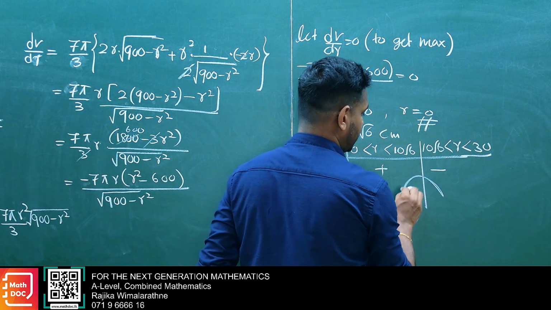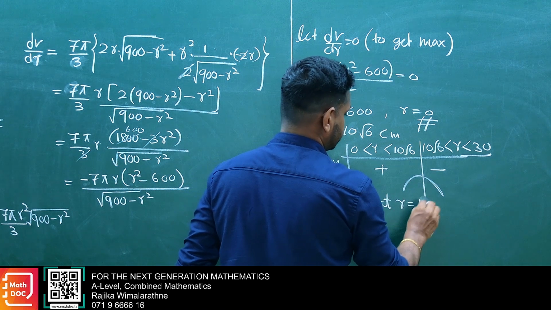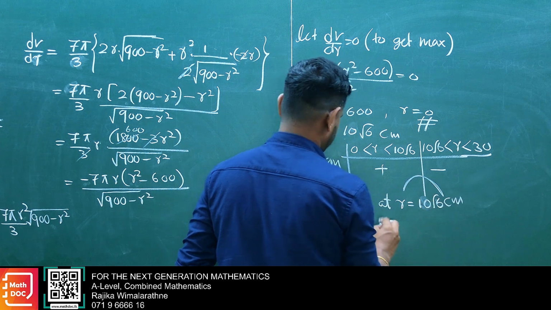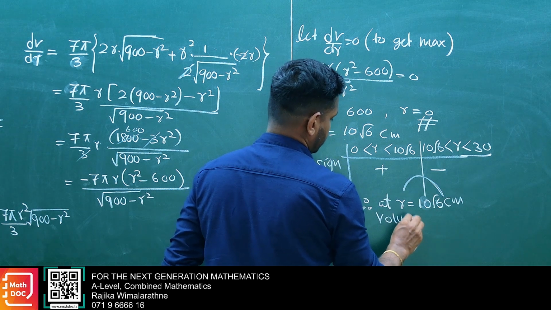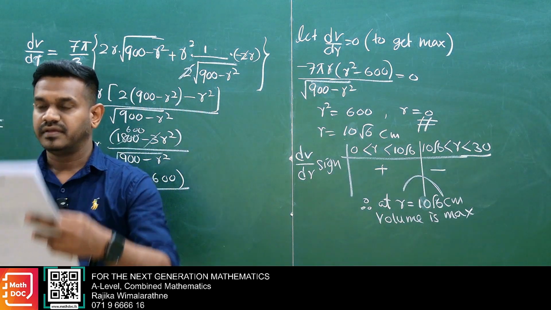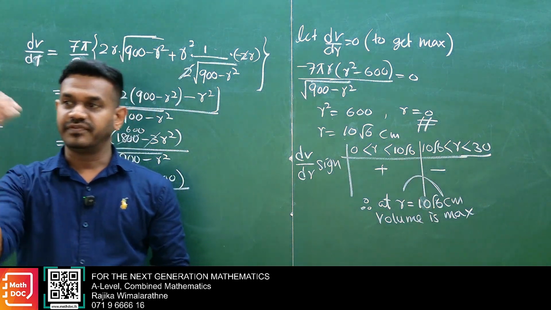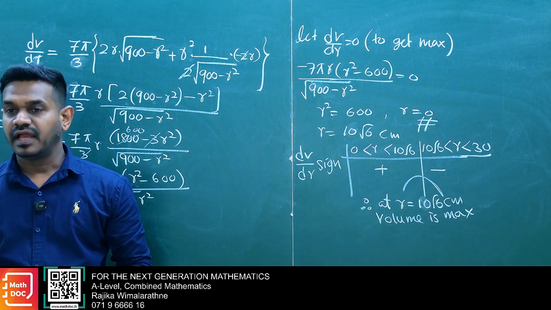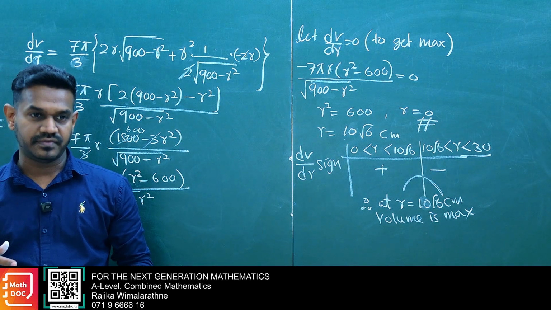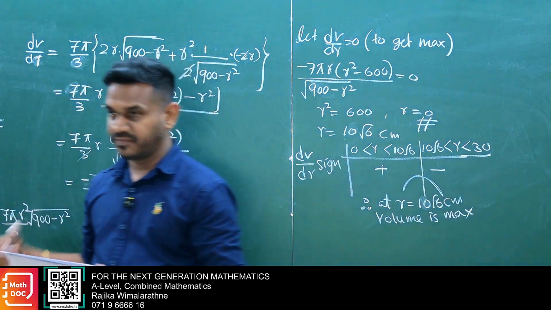Then plus to minus variation, maximum. At r equals 10 root 6, volume is maximum. Same procedure, but you have to think a little because the simplification is a little harder than the previous one. And the function type is irrational. Previously we got only rational, polynomial type. Now here, irrational type. Complete.